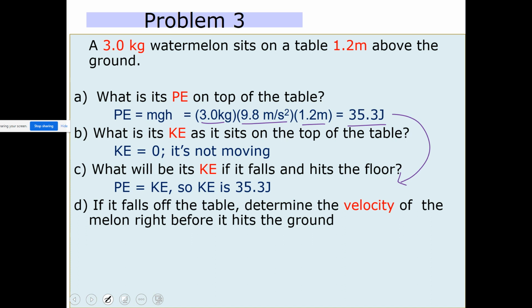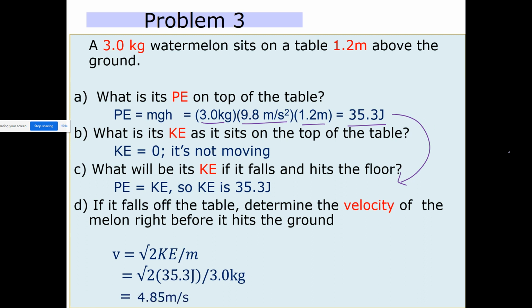And if it falls off the table, determine its velocity. Pick either one of your formulas. I'm going to pick this one, plug in my numbers, and I should get 4.85. If you choose the other formula, the square root of 2gh, go ahead and try that one, and you should also get 4.85.